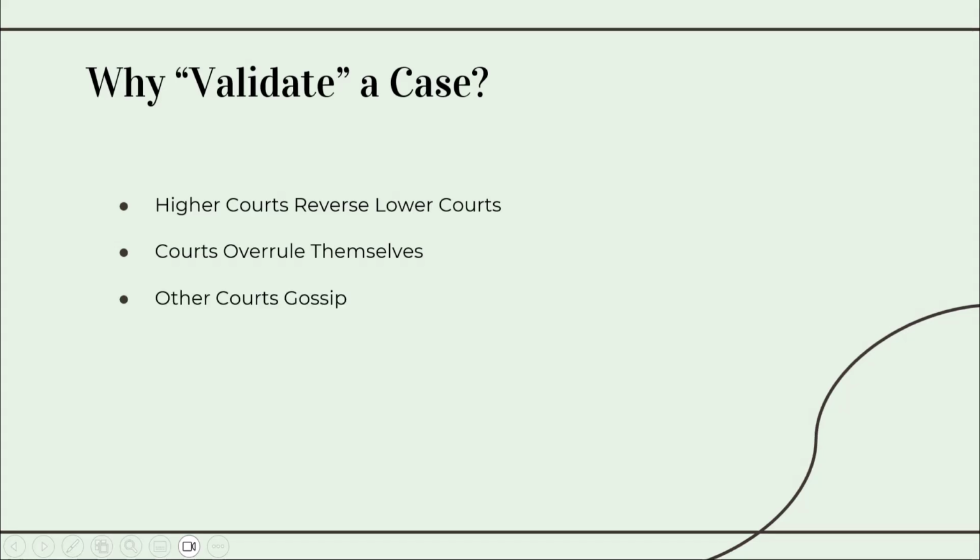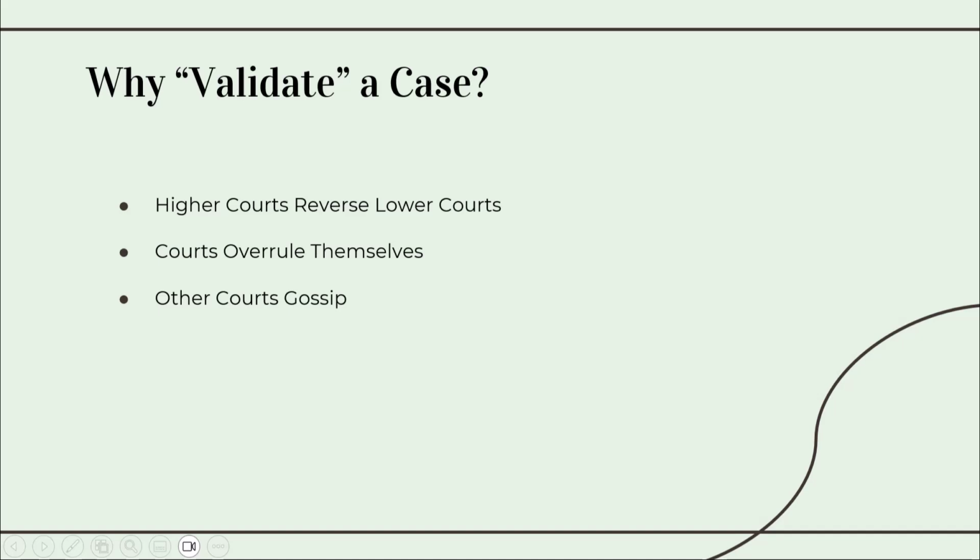Now, finally, you also want to validate a case because you'll find that other courts gossip. And what I mean by that is a case may have a good or a bad reputation because other courts have either criticized it or praised it in their own opinions. A good example right now is Judge Cannon's opinion about presidential immunity in the Northern or Southern District of Florida. Another court out west, it might have been in California, I don't remember, recently refused to follow it, basically ruling that it wasn't a very good decision.